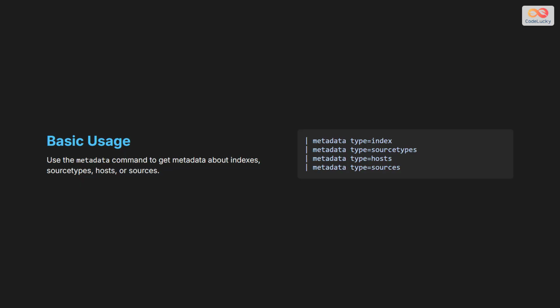To use the metadata command, simply specify the type of metadata you want to retrieve. The main types include index, source types, hosts, and sources. Each type returns metadata relevant to that category for analysis.